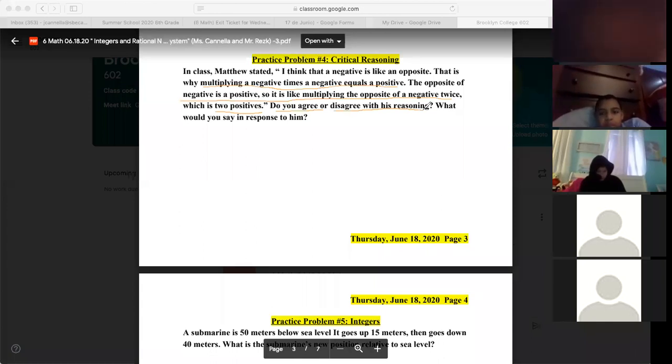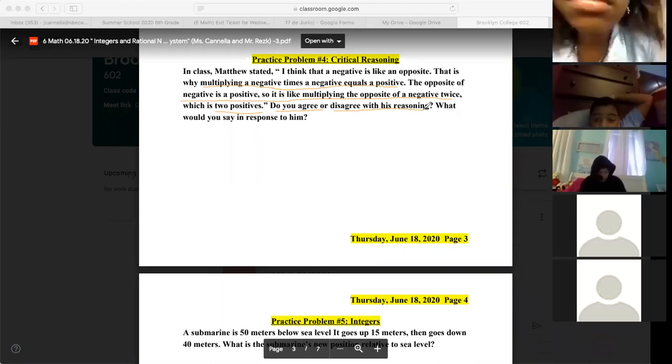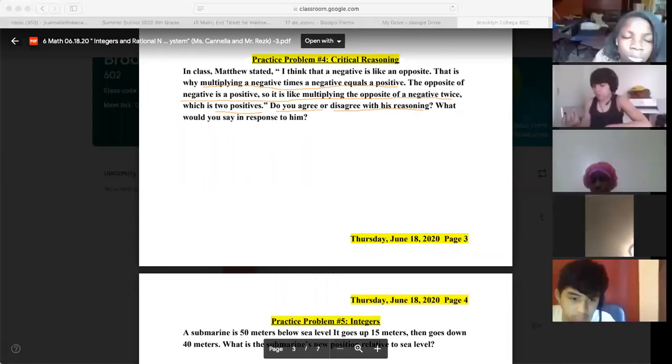Let's look at this. Matthew said that a negative is like an opposite. That is why multiplying a negative times a negative equals a positive. The opposite of a negative is a positive. So it's like multiplying the opposite of a negative twice, which is 2 positives. Do you agree or disagree with this reasoning? What do you think? We'll have someone come up to have a debate with you. Let me see where that person is.